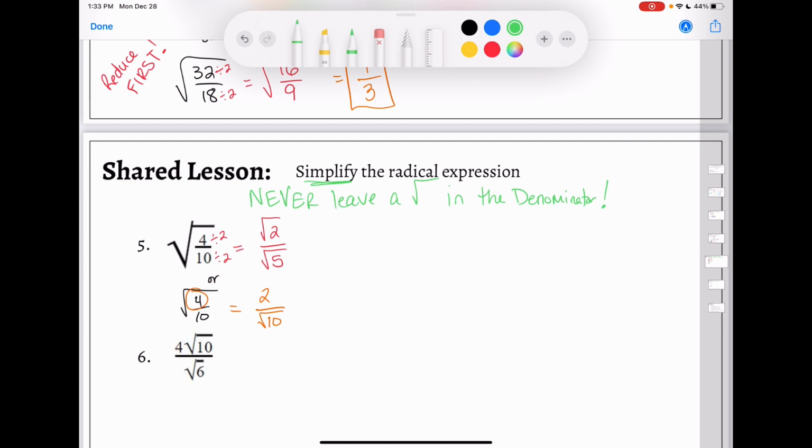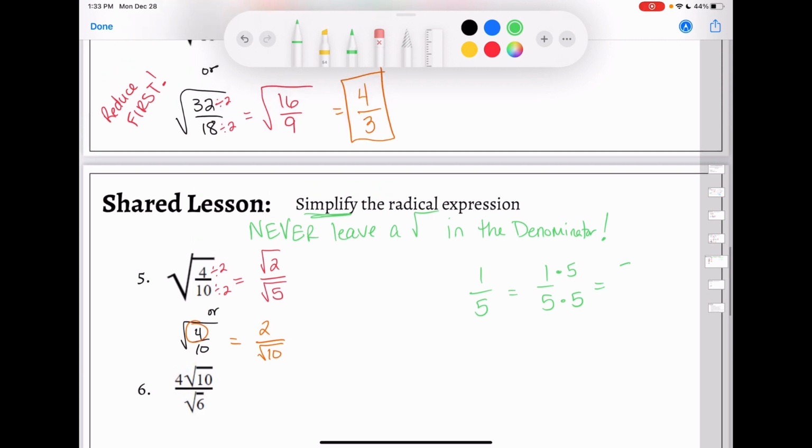Instead, what I can do, let's say if I had 1/5, I could multiply the top and the bottom by the same number, right? That would give me 5/25. That is the same thing. That did not change its value. When you multiply the top and the bottom by the same thing, it's multiplying basically by 1, right? So it won't change the value.